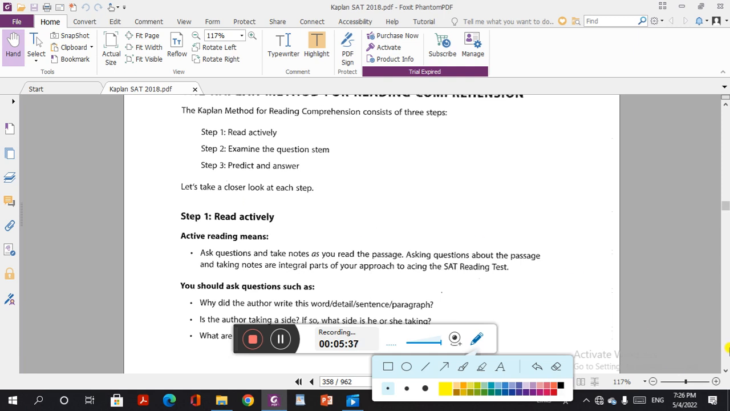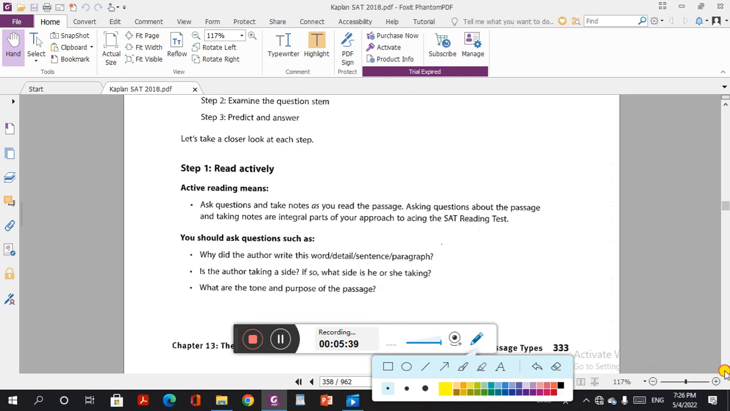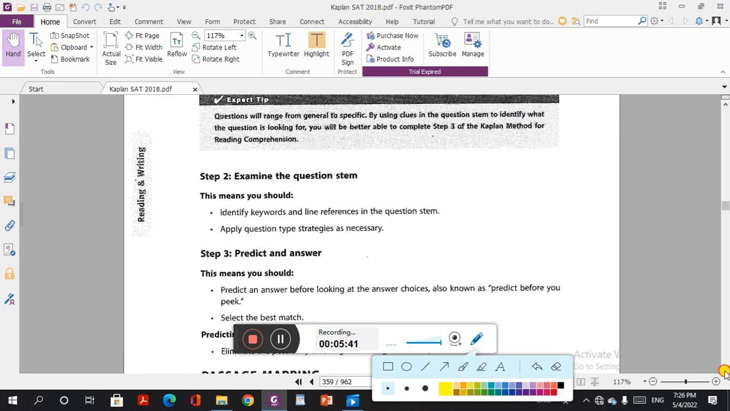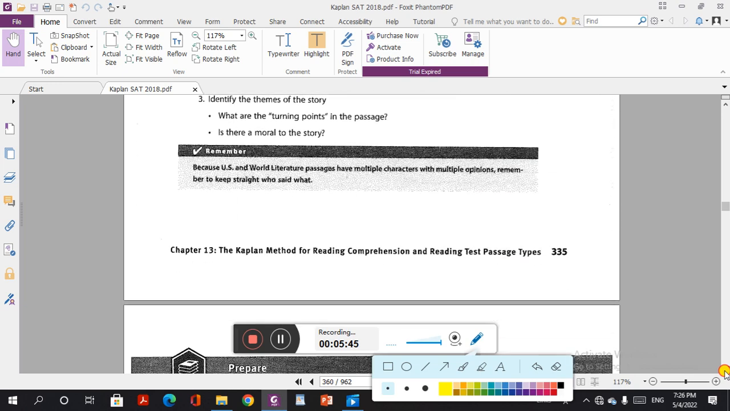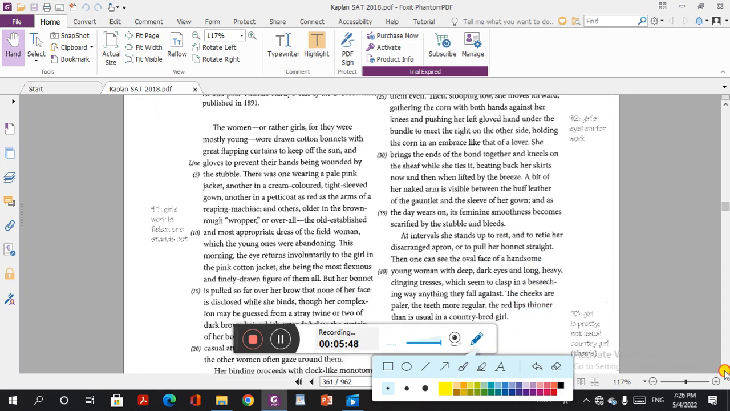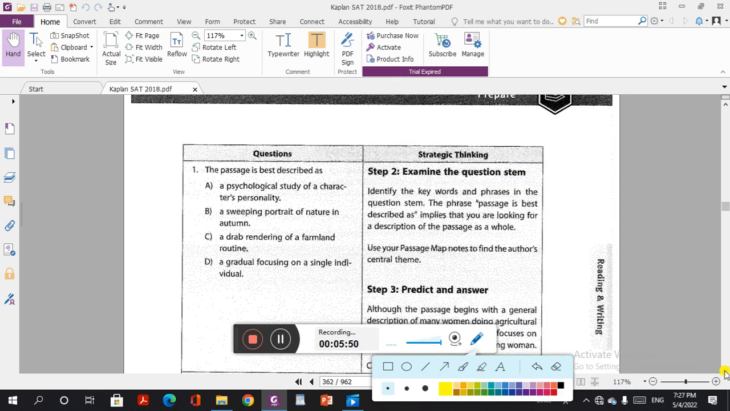When I give a question like this, look at the coming question now. Okay? Here we go, guys. This question: the passage is best described as. So you have to apply the third step? No. Not the third step.